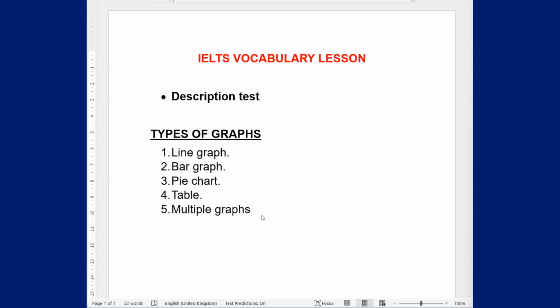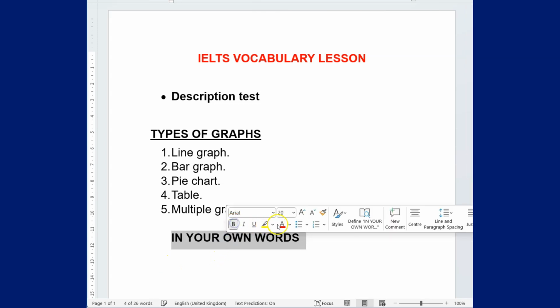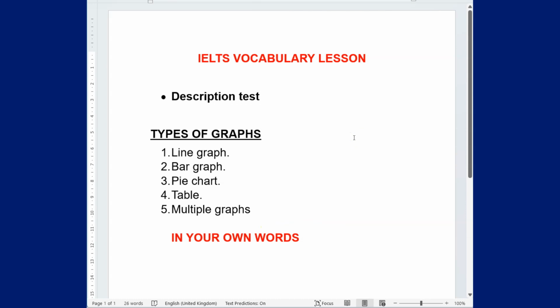And you are going to do this description in your own words. Take note of that, in your own words. And that is what we call paraphrasing. So you're going to make sure that the words that you are speaking are from your own words, and you're not copying the information from anywhere.